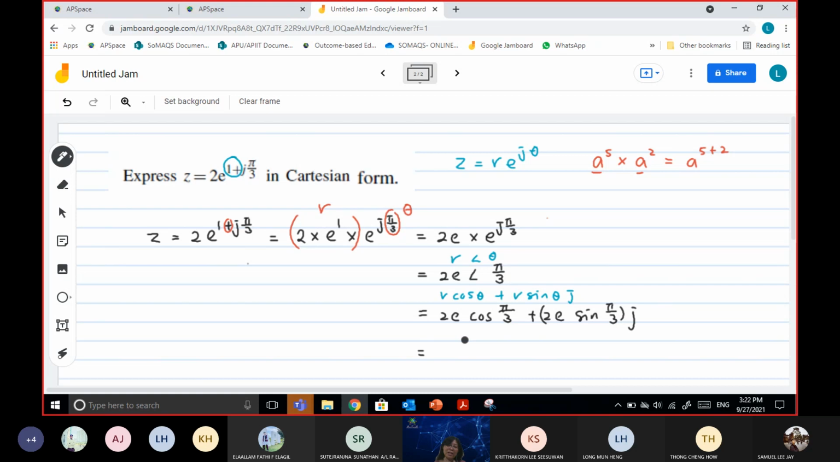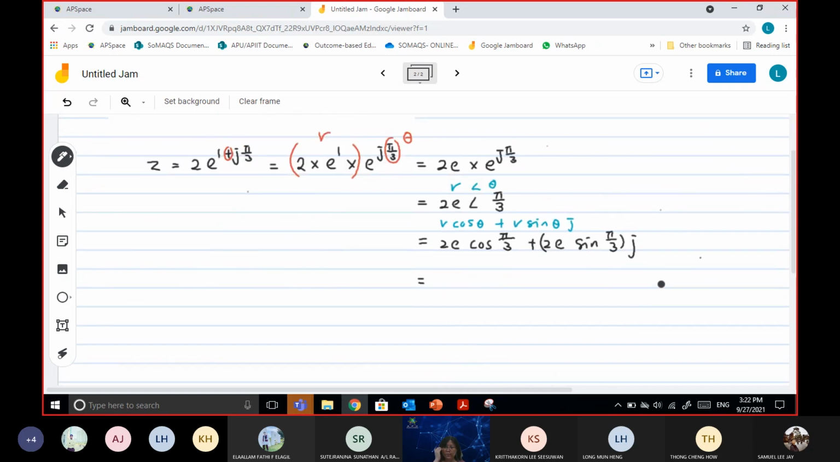Okay, let's calculate the values for 2e. Again, make sure your calculator is in radian, because you have pi over 3 radian. So calculate 2e. What do you get for 2e?